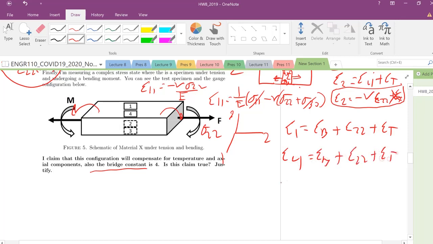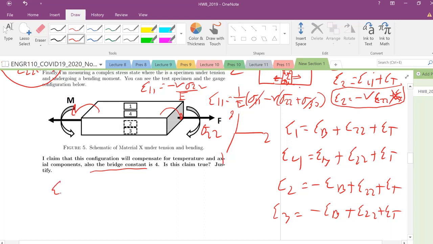What about 2? The only thing that changed, we're going to be compressing there. So minus E bending, still expanding in the 2 direction, and then also temperature. And 3 is exactly the same. There we go. Add all those together. So I'm going to end up with my total, epsilon 1 minus epsilon 2 minus epsilon 3 plus epsilon 4. You're going to see that we're going to end up with 4 EB. And because those subtract, these all get canceled, and these all get canceled as well.